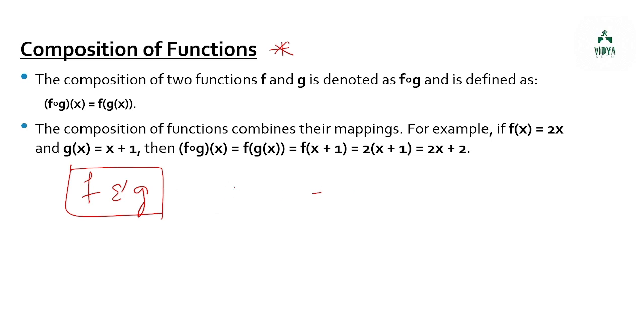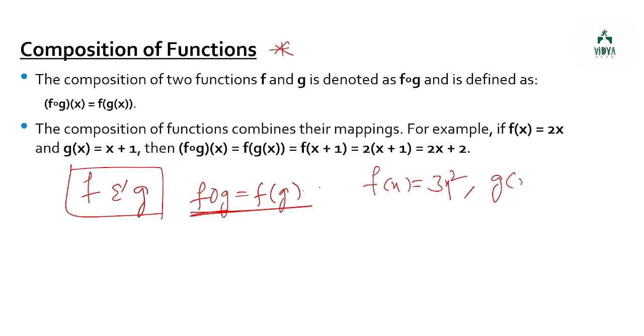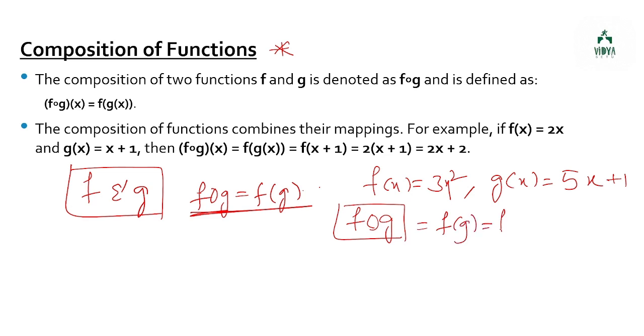I'll write it for you. F circle g is equal to f of g. With an example you'll understand. Let's say f of x equals 3x square and g of x is equal to 5x plus 1. We want to find f of g, the composition f circle g, which is f of g of x.